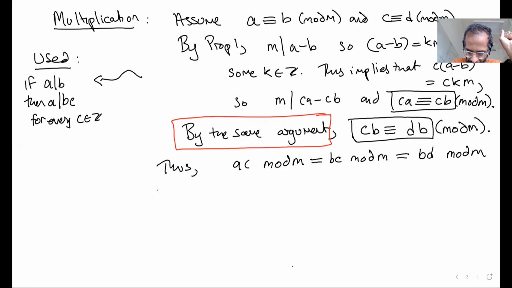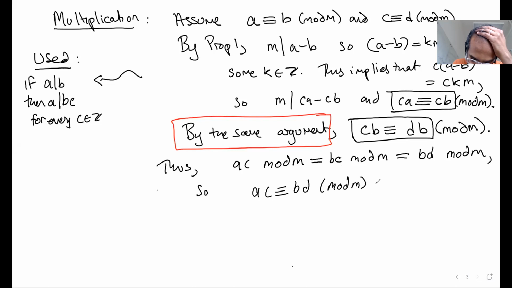Yep. Okay, great. So in the first equation here, I'm using the first congruence. In the second equation, I'm using the second congruence. But then this is what I wanted, right? So AC is congruent to BD modulo M. That's desired.